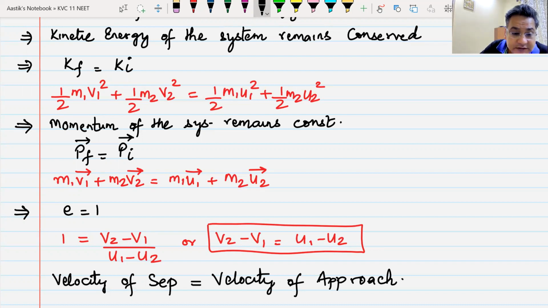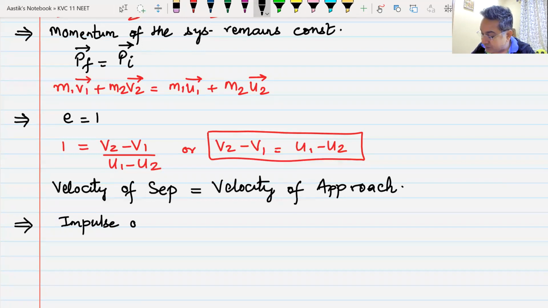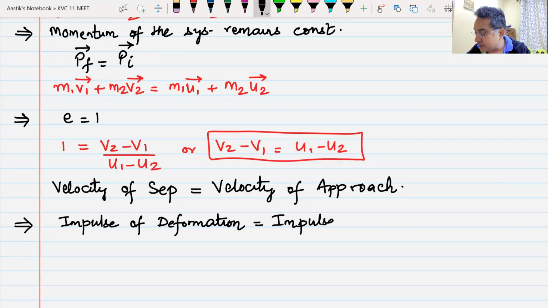There is one more point, and I will tell you that point as well. Everyone is noting it down? Well done. The last point that I have to give you is impulse of deformation. Impulse of deformation will be same as impulse of reformation.